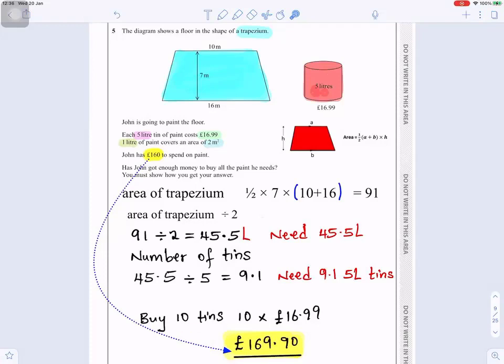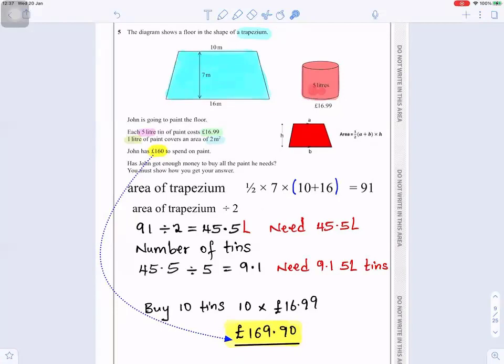10 5-liter tins. And how much would 10 5-liter tins cost? 1 5-liter tin costs £16.99. 10 tins will cost 10 times £16.99. It gives us £169.90. If we compare £169.90 with £160, £169.90 is bigger. So has John got enough money to buy all the paint he needs? That's the question we want to answer. So we'll conclude John hasn't got enough.